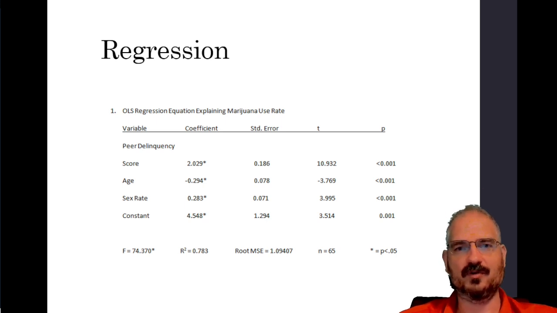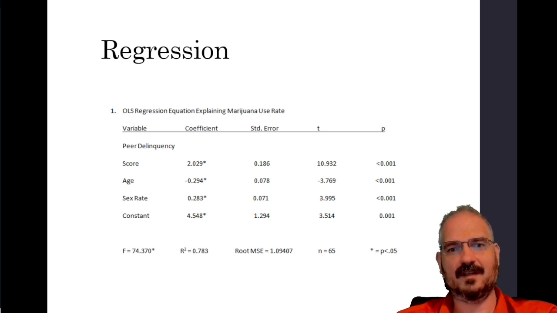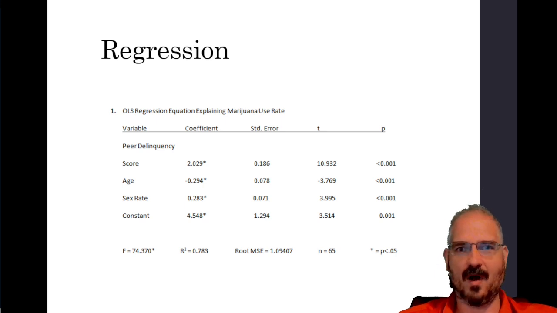How much do you use marijuana? I can't remember exactly, this was a long time ago when I did this analysis, but I think it was how many times have you used marijuana in the last 6 months. And we've got 3 independent variables: the peer delinquency score, age, and gender.